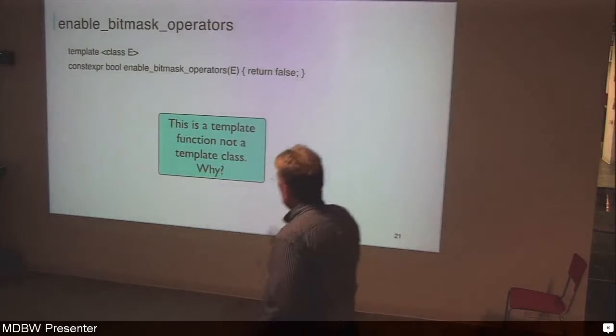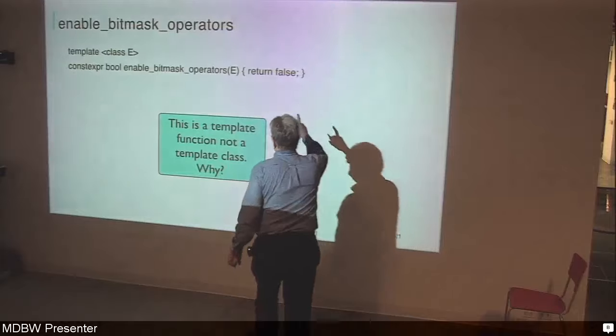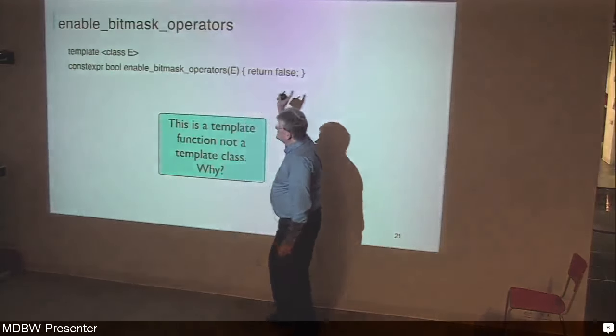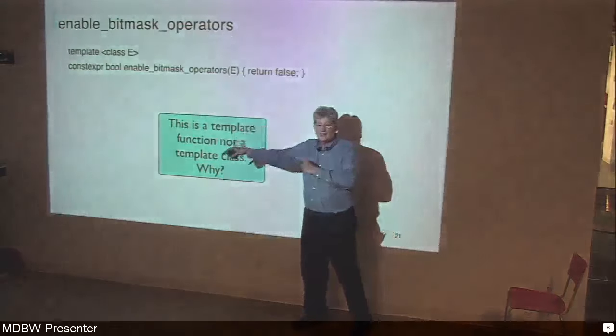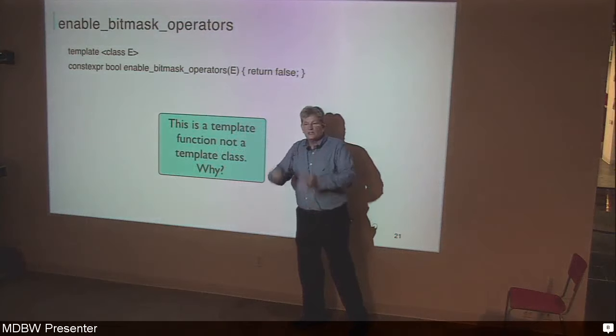No, because all we're doing here, this by itself is not SFINAE. This is just allowing us to opt in so that when we create our own enums, we can specifically say, by the way, this enum should be a bit maskable enum. That's all it is. Yes.